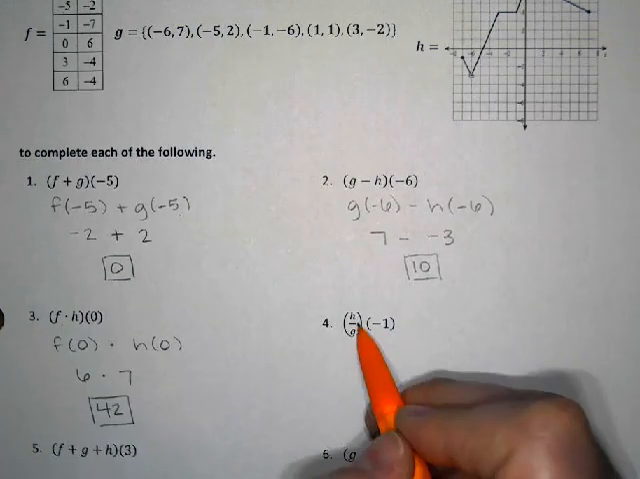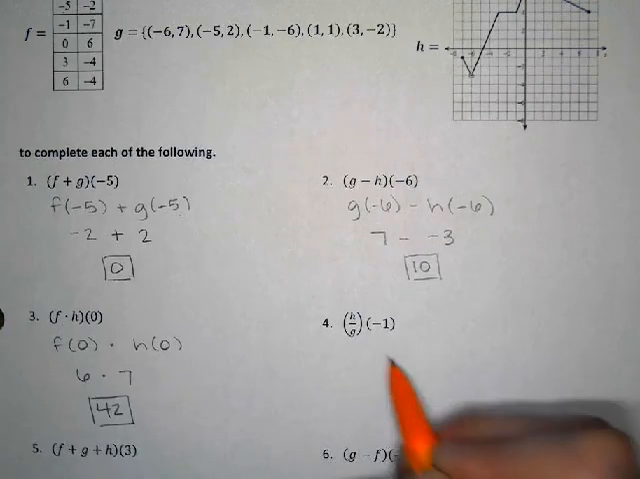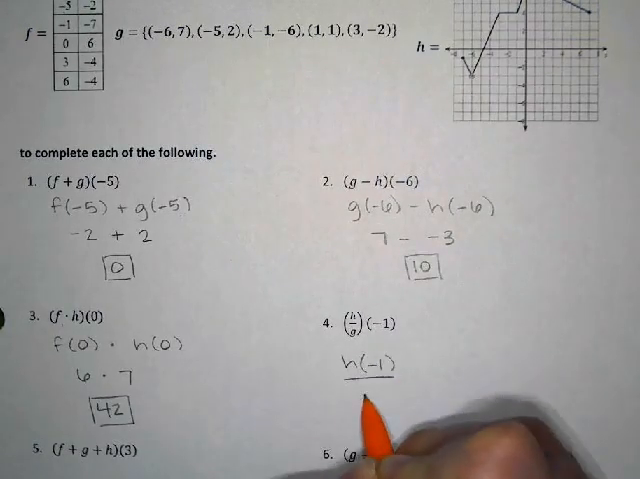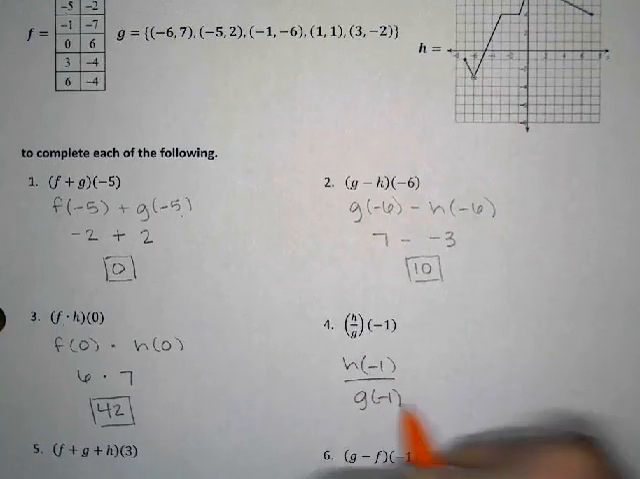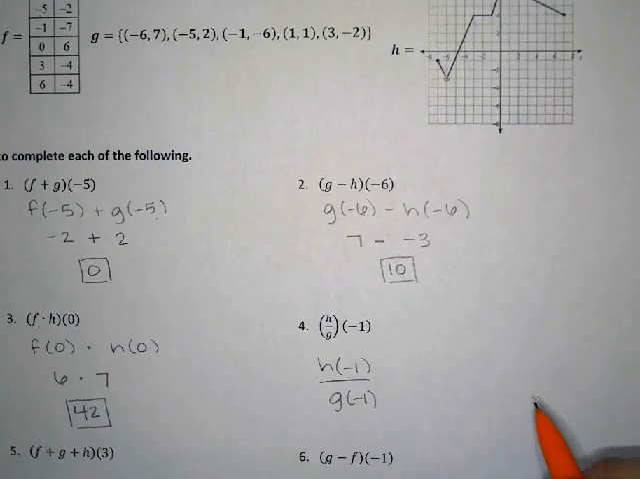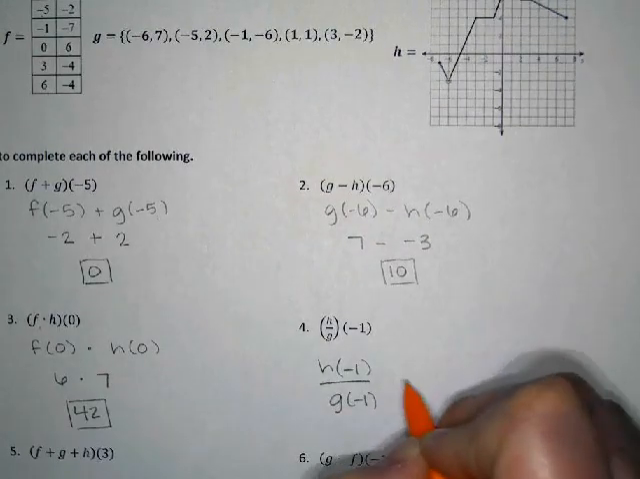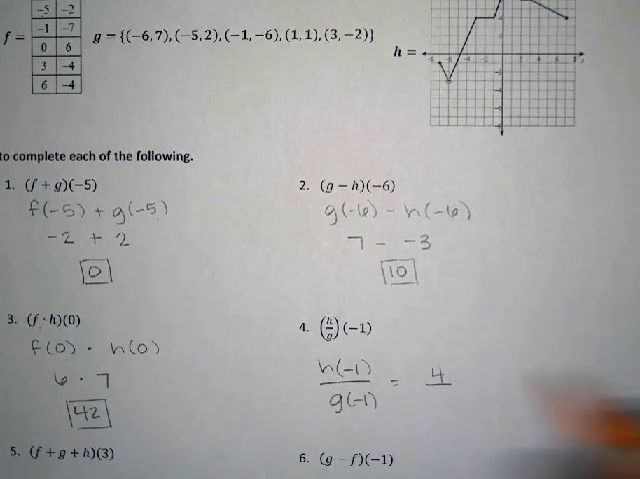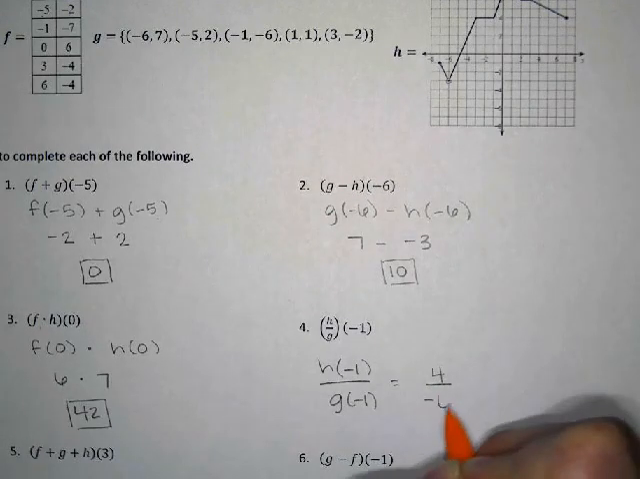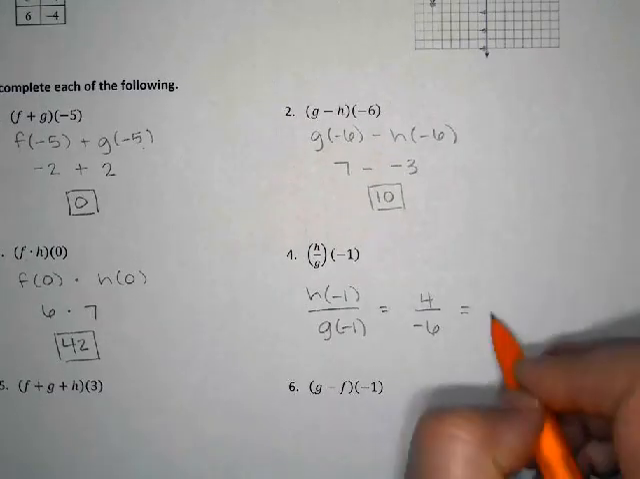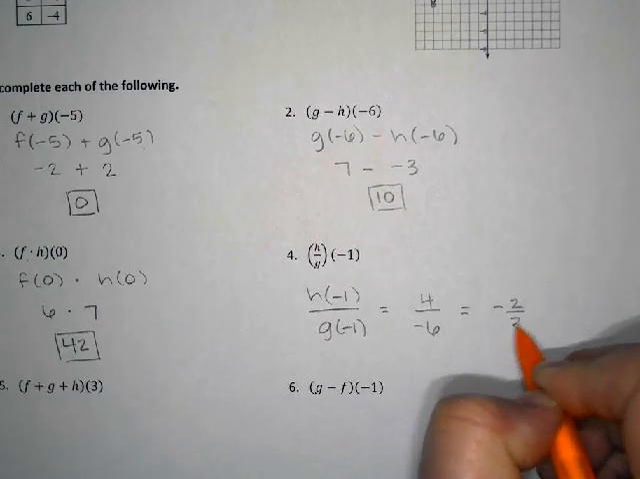Okay. H divided by g of negative 1. So h of negative 1 divided by g of negative 1. What's h of negative 1? H of negative 1 is 4. G of negative 1, negative 6. And we can reduce that. What is it when you reduce it? Negative 2 thirds.